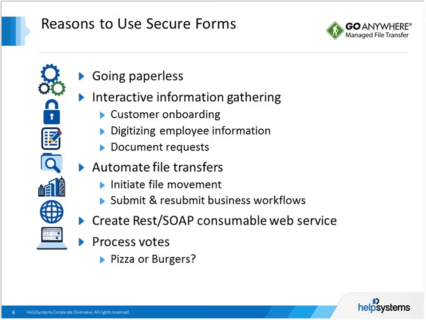REST and SOAP now become consumable. So again, just like you could normally before this connect to UPS or FedEx, send them a SOAP file. You could actually send them a tracking number, and then it would return the tracking information of a package. Or maybe connect and get the weather in Barcelona, Spain. These are now options for you to connect to GoAnywhere and do just that.